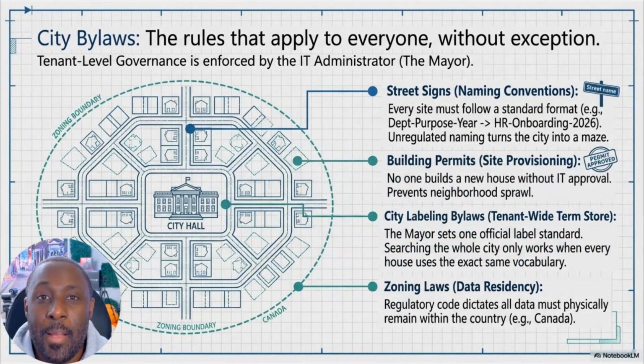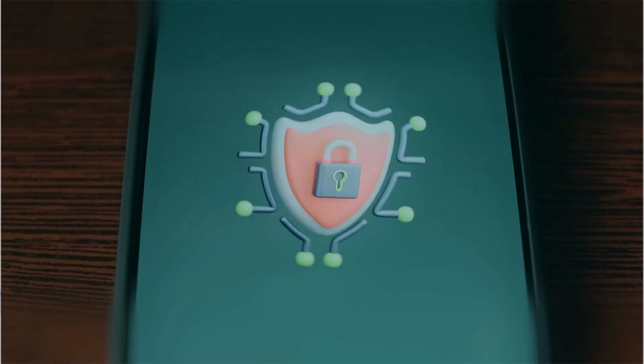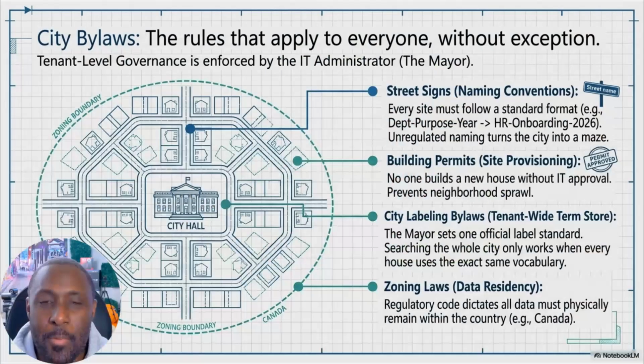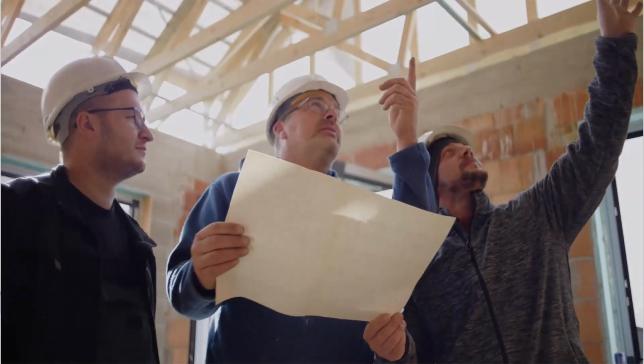Every city has bylaws, rules that apply universally, regardless of which neighborhood you're in. In Microsoft 365, that's your tenant-level governance. Naming conventions for teams and sites, external sharing policies, sensitivity labels, and data loss prevention rules. These aren't optional. They're the foundation that everything else is built on.